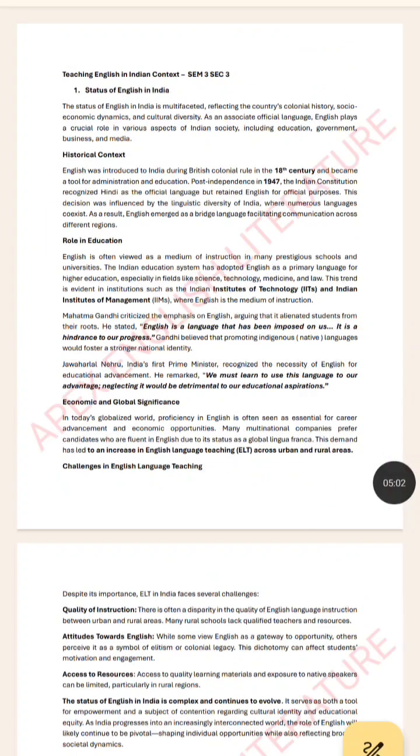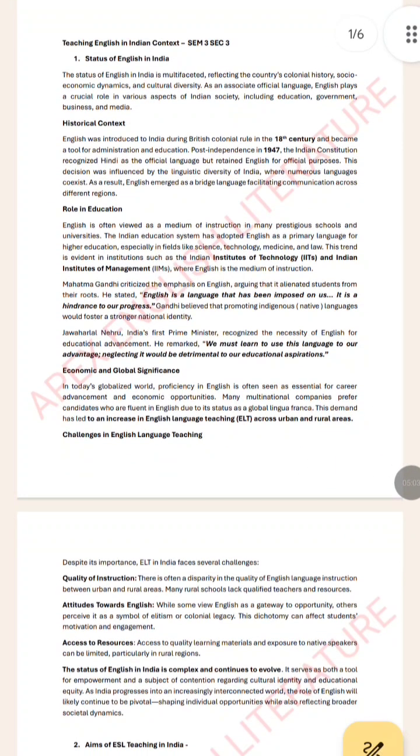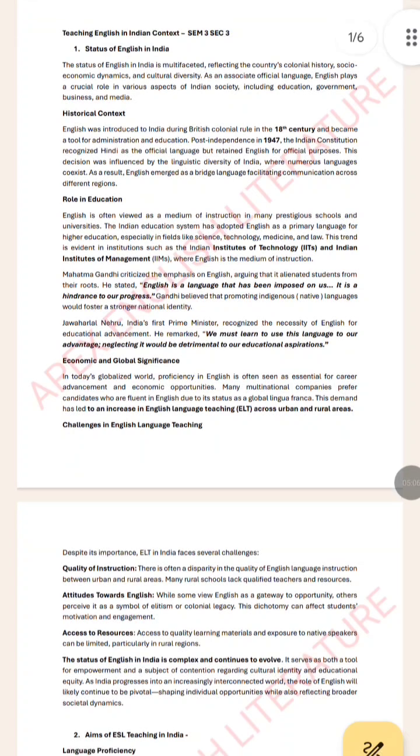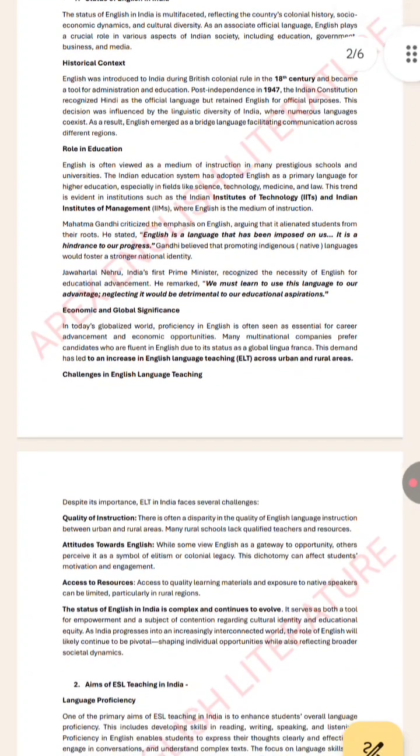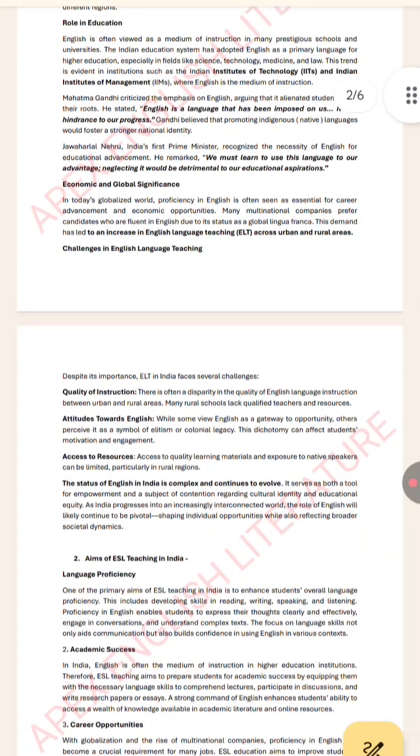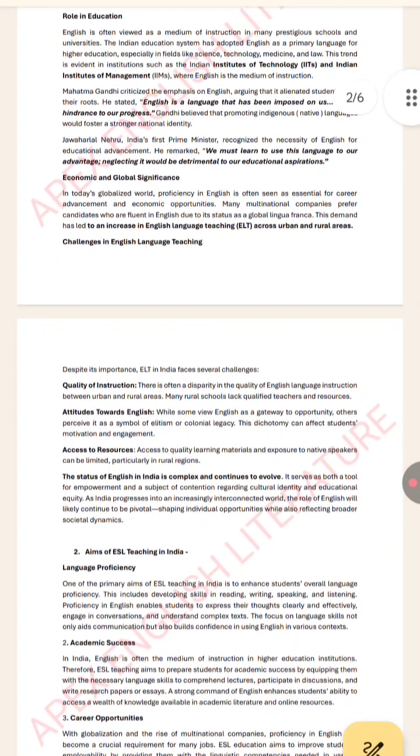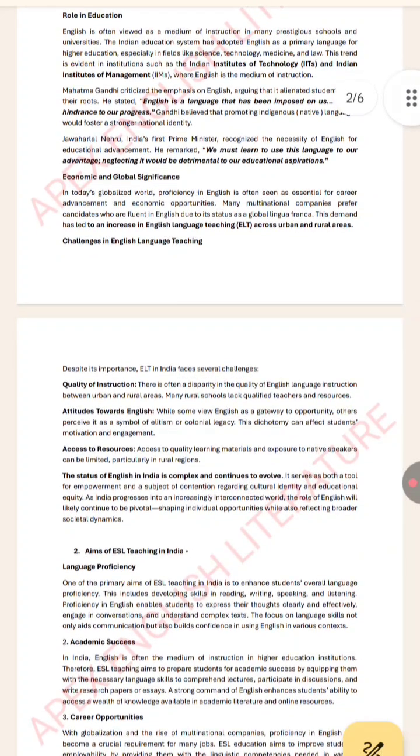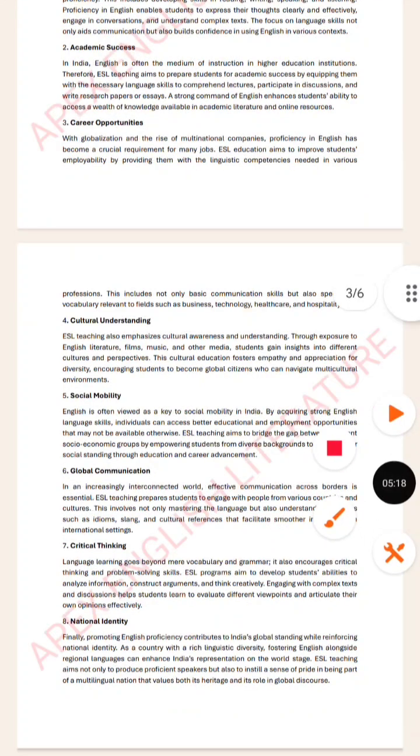In the next unit, we have teaching English in Indian context, the status of English in India, the historical context, role of education, and the economic and global significance of English as a language, as well as challenges in English language teaching.